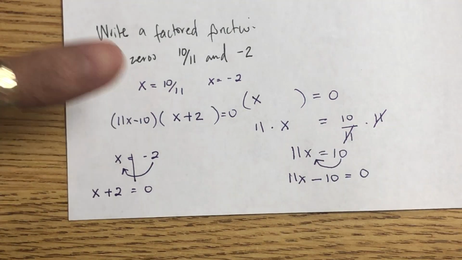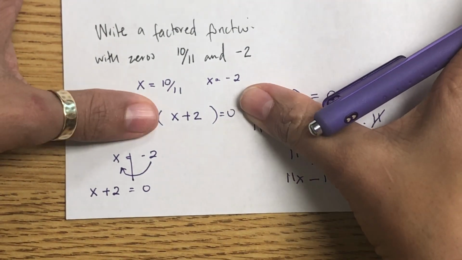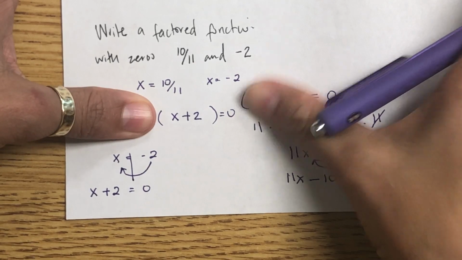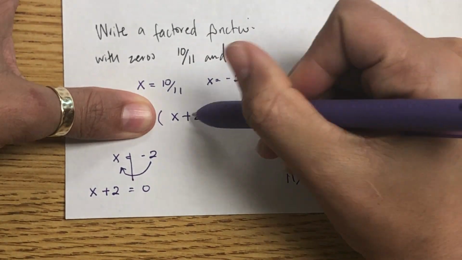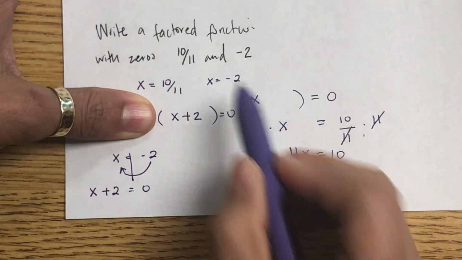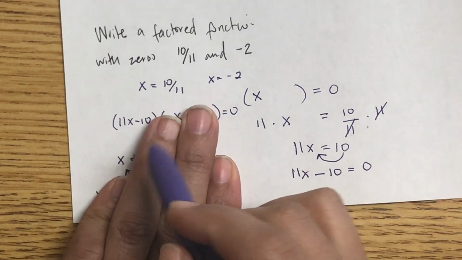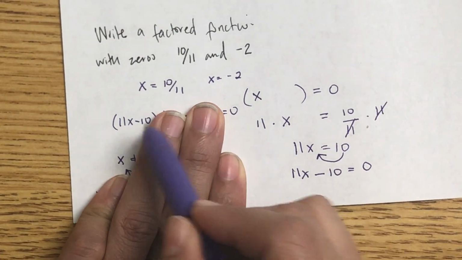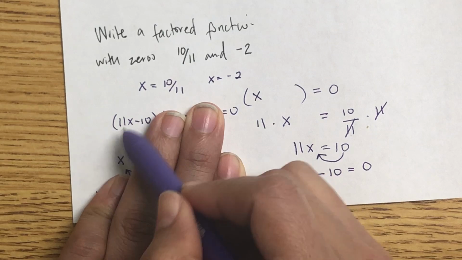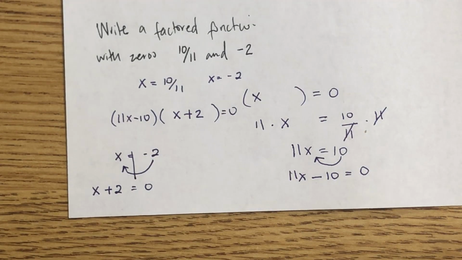The reason being is, remember, when you're solving for factored forms, you cover that up and solve. X plus 2 is 0, so you take that over, and it would be x equals negative 2. Same thing over here: 11x minus 10 equals 0. Take the 10 outside, then divide by 11. All right, I'm going to do one more.